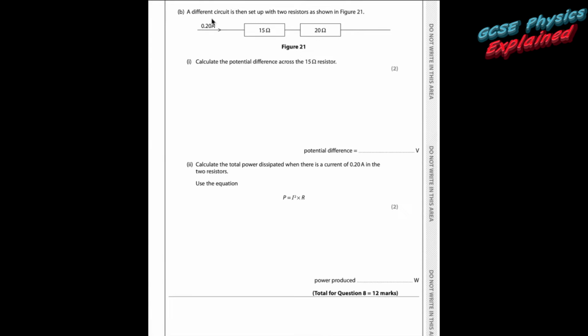Part B. A different circuit is then set up with two resistors as shown in figure 21. Right, in series. Calculate the potential difference across the 15 ohm resistor. So potential difference is a posh word for voltage. Voltage equals current times by resistance. So the current going through is 0.2 amps and the resistance is 15 ohms. It's as simple as that. Don't overthink it. So the answer is 3 volts.